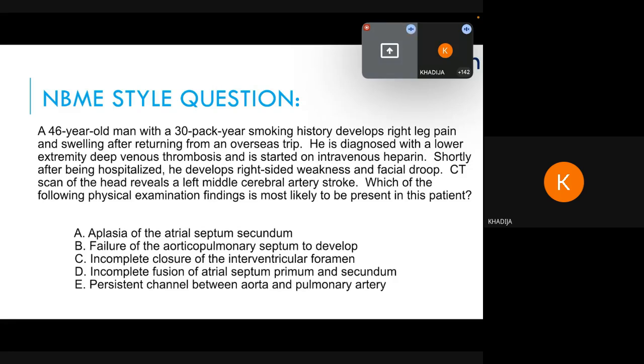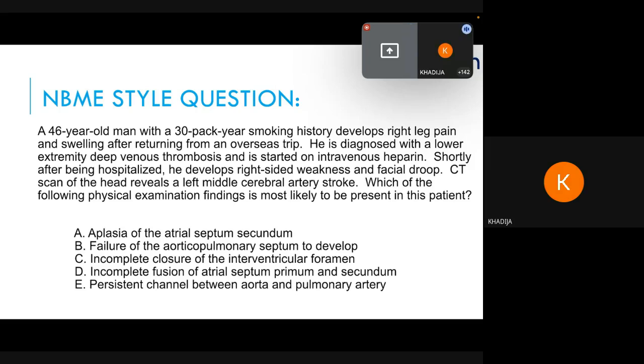Right leg pain, and he has a history of smoking. Both of these things indicate that, well, he's returning from an overseas trip. So 2 of the criteria of your Virchow triad are satisfied: stasis, along with endothelial damage, which smoking caused. Together with the right leg pain, it should indicate that this individual has a DVT, right? Deep vein thrombosis. Yeah.